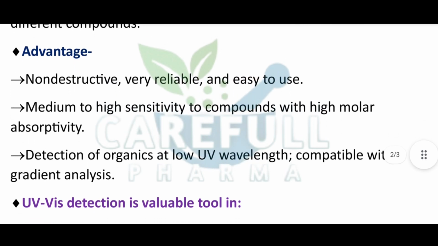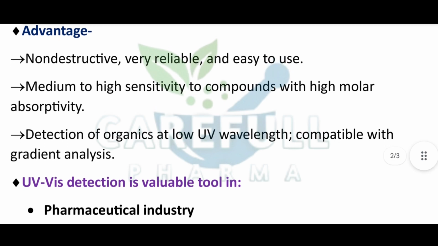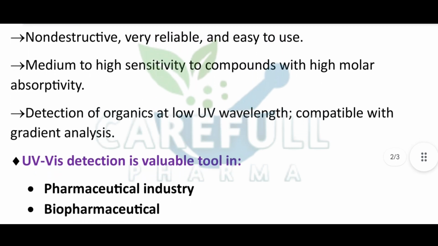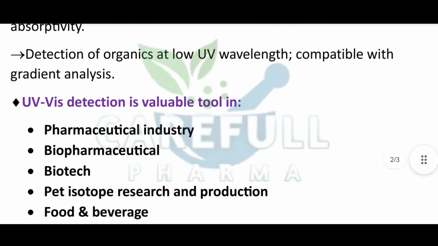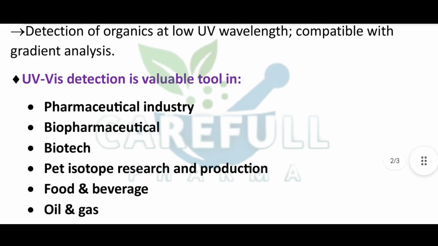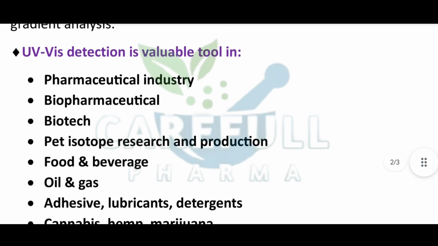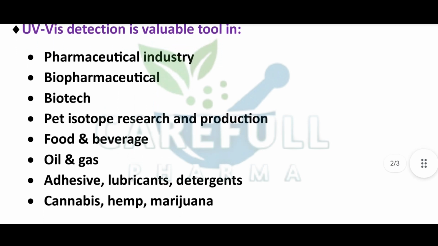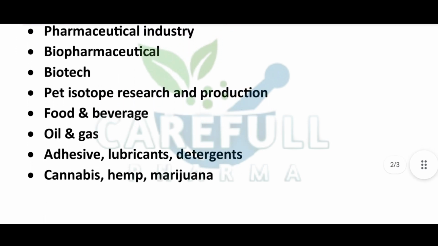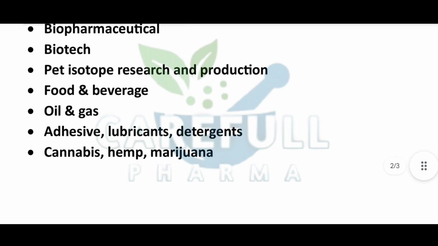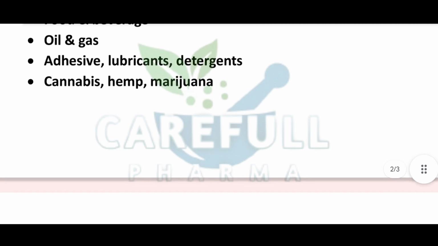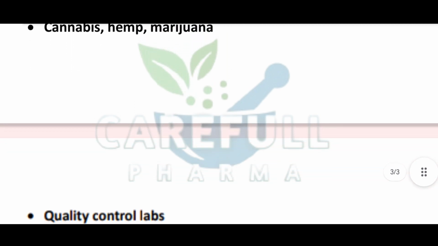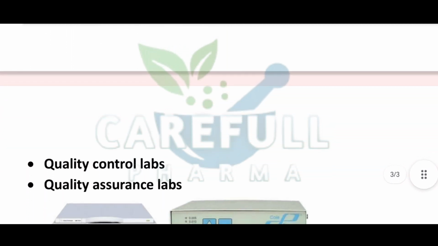UV vis detection is a valuable tool in the pharmaceutical industry, biopharmaceutical, biotech, PET isotope research and production, food and beverage, oil and gas, adhesives, lubricants, detergents, cannabis, hemp, marijuana. Quality control labs, quality assurance labs.